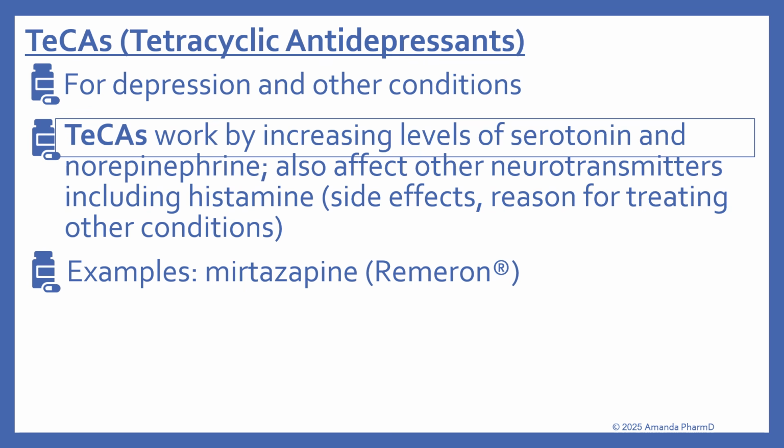Next are the tetracyclic antidepressants, or TECAs. These are for depression and other conditions. The TECAs work by increasing levels of serotonin and norepinephrine, and they also affect other neurotransmitters, including histamine. And this can cause side effects, but can also have reason for treating other conditions because they do affect other neurotransmitters. An example of a tetracyclic antidepressant is mirtazapine. The brand name is Remeron.